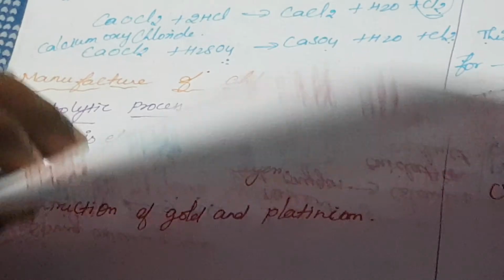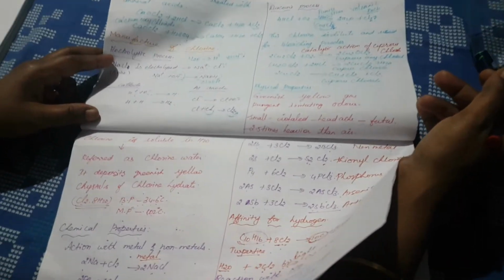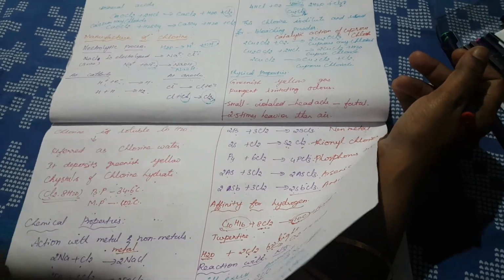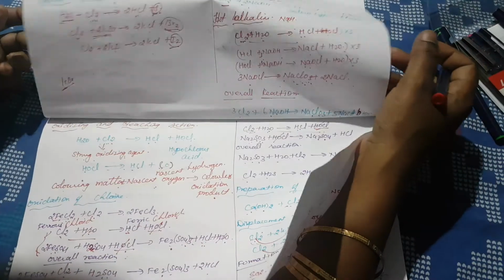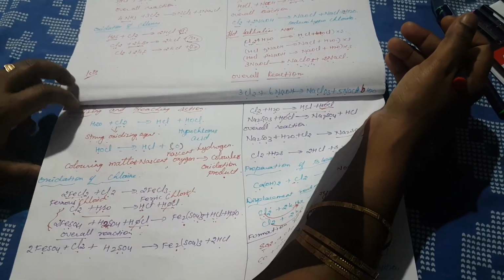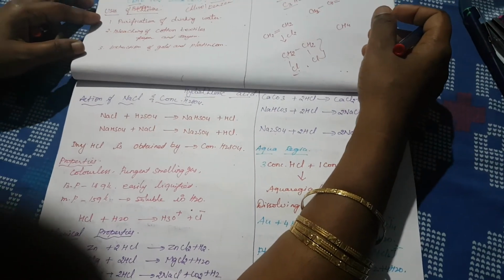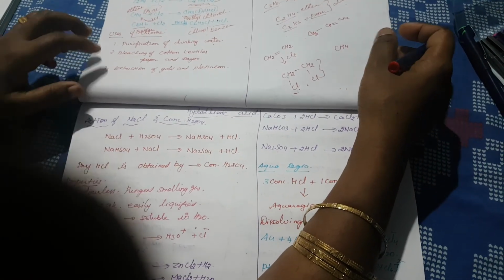In the next video we will study another compound, hydrochloric acid. Today we studied the 17th group, that is the halogens: what are the elements present in the 17th group, then preparation, manufacture, chemical properties of chlorine, oxidation properties of chlorine, then bleaching action of chlorine, then uses of chlorine. Okay, these are all we studied in this video.